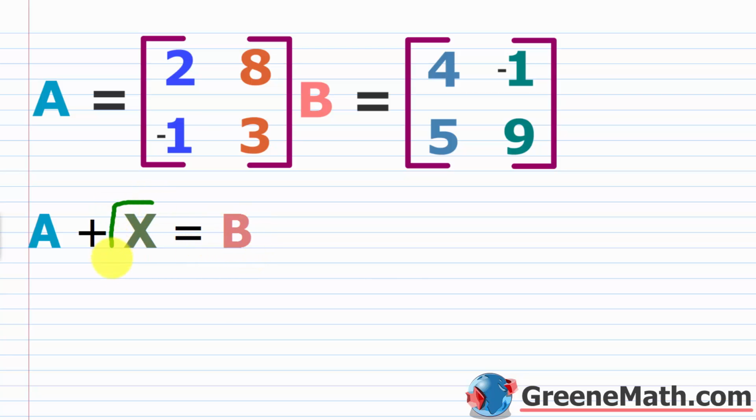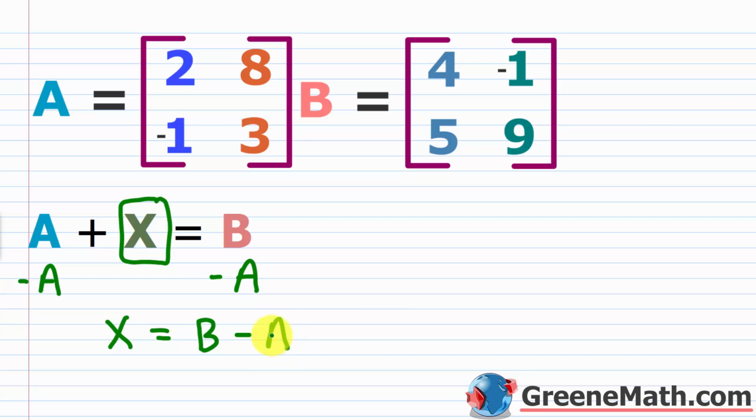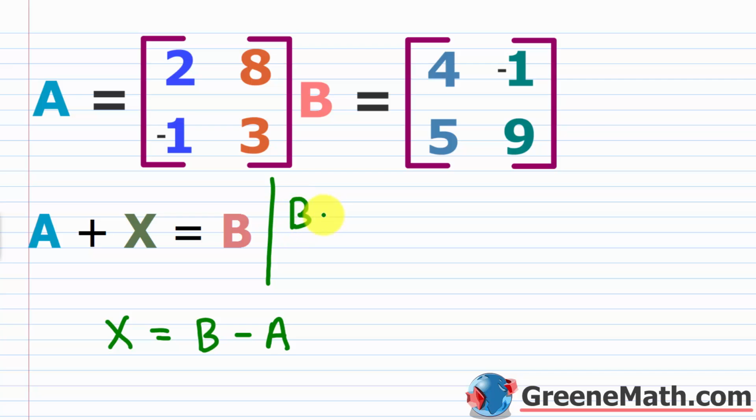So if I want to solve for X, I can use the same strategies that we talked about when we solved linear equations. I can subtract matrix A away from each side of this equation, and I can say that the matrix X is going to be equal to the matrix B minus the matrix A. So you see where we're going with this. We can find out what X is by just doing B minus A. So what is B minus A?